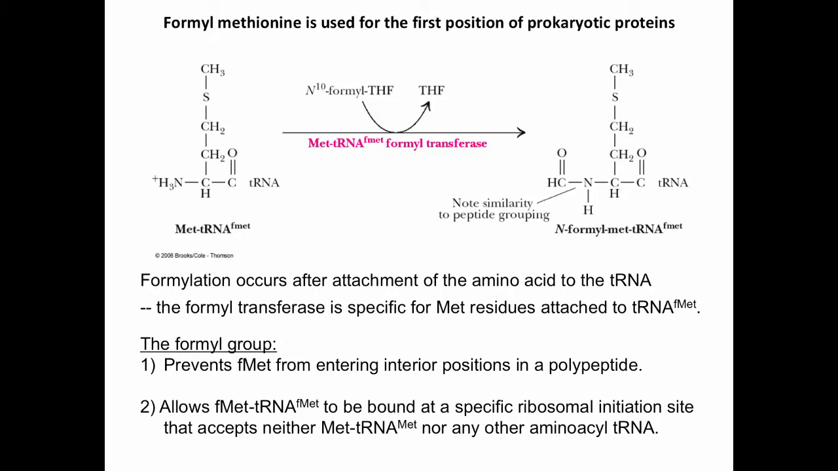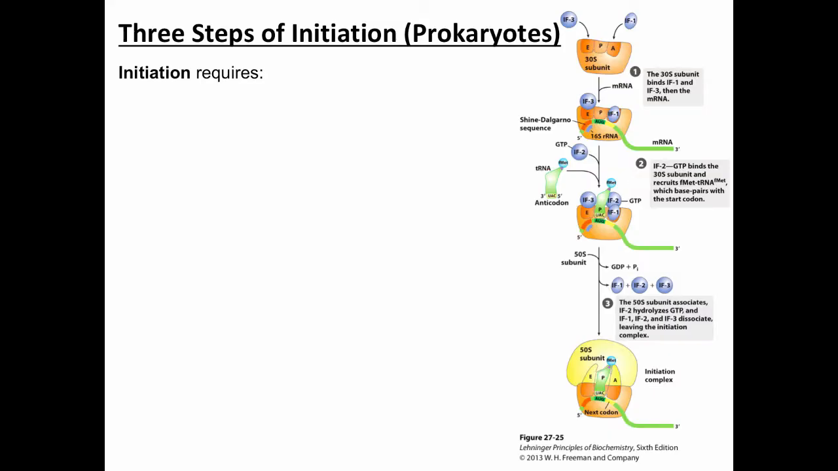So the formyl group ensures that the fMet is not incorporated in internal positions of a polypeptide, and that it's bound to a very specific position in the ribosome during initiation. And so during initiation, the ribosome can only accept this specific tRNA and not the other internal methionine tRNA or other aminoacyl tRNAs.